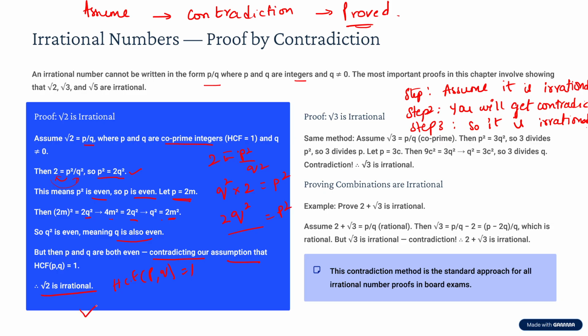So you can go with any method. This is one of the methods which I am using. The same way, try root 3 is irrational using the same method, and if you get any doubt, ask me in the comments.